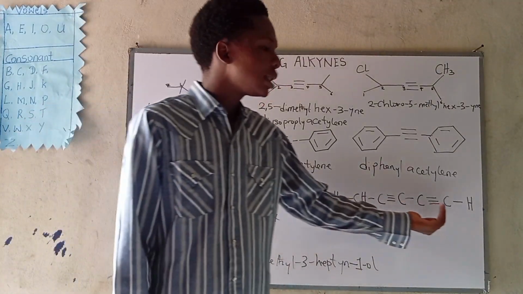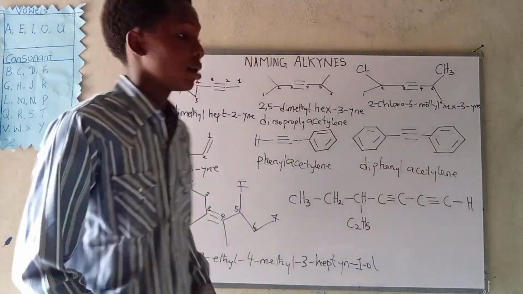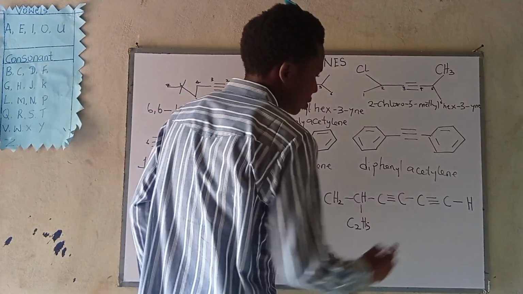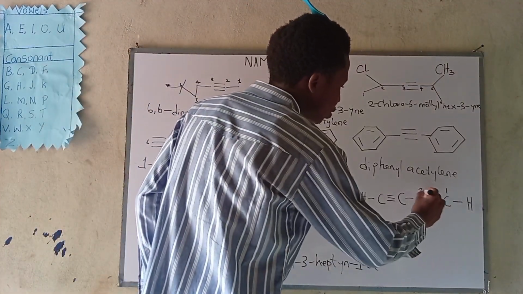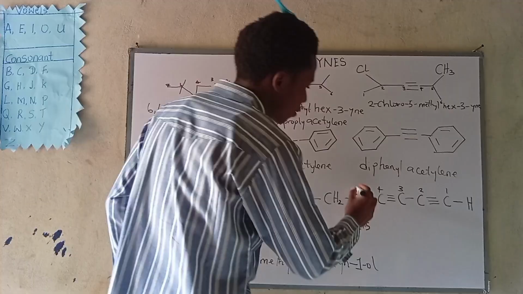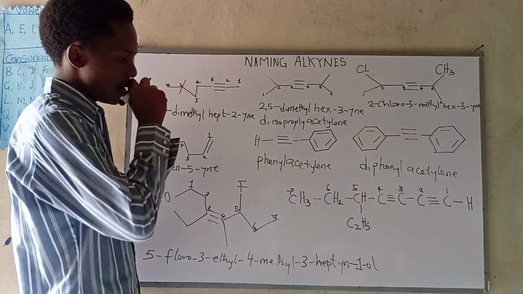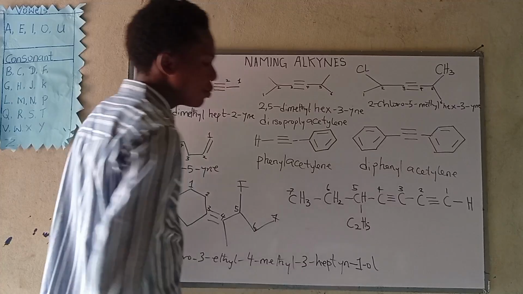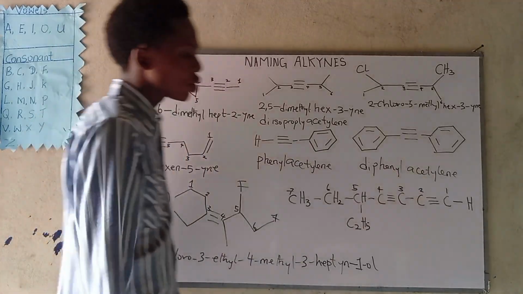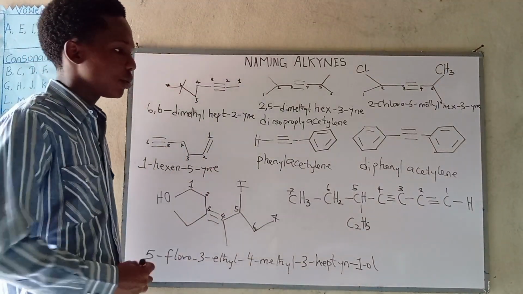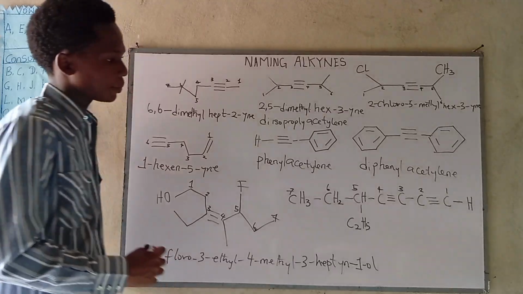And looking at this, we can see it's a terminal alkyne. Okay, but let's just count. 1, 2, 3, 4, 5, 6, and finally 7. Now, obviously, we have our substituents, and we have the positions of the 2 triple bonds present.